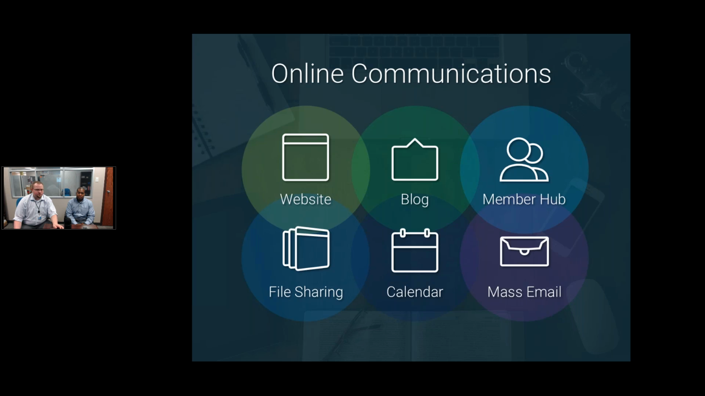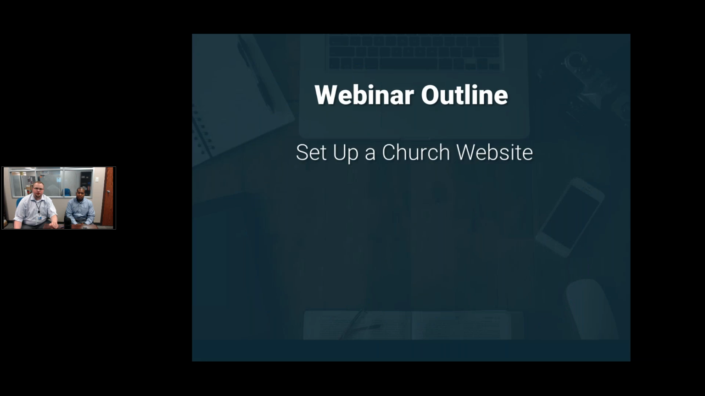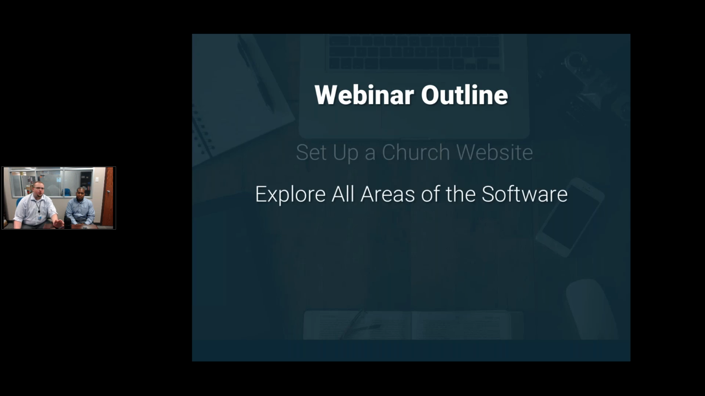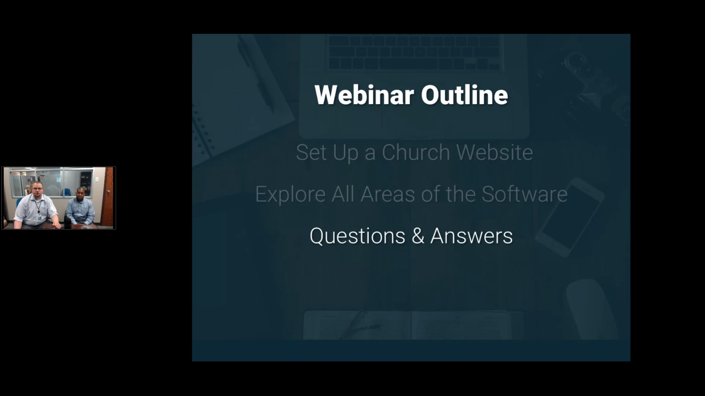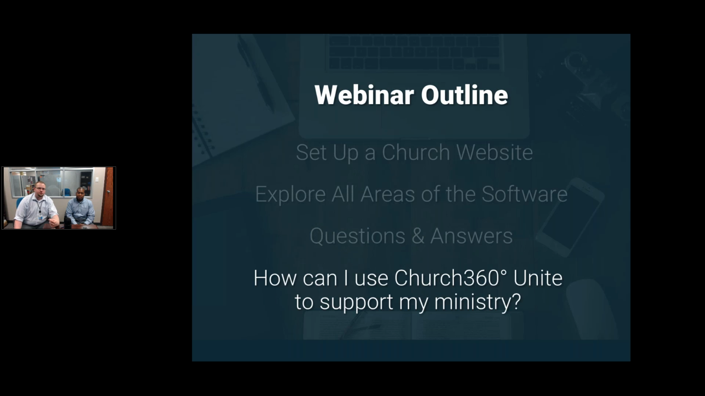As we get into that, a few things with our webinar outline. First, we're going to talk about how to set up a church website just from scratch. Then we're going to explore all the different areas of Church360 Unite, and we're going to touch on everything. In some cases, we won't go in great detail, but you'll at least get to see the breadth of features offered. And then we're going to get into our question and answers at the very end. But as we're talking, one thing I'd like you to focus on is how can I use Church360 Unite to support my ministry? We know that ministry isn't done with software, but software supports what you're doing as you're engaging people.